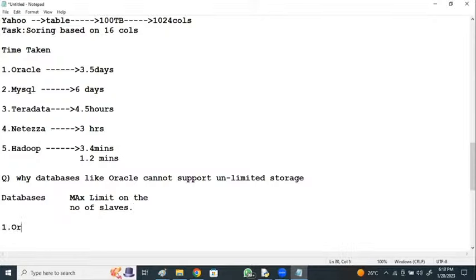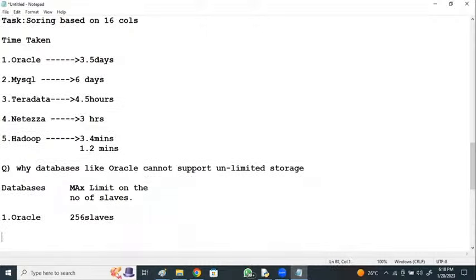If you talk about Oracle, it can have a maximum of 256 slave systems. Beyond that, it cannot support data. Once these 256 slave systems get filled, it cannot support data further. MySQL can support only 54 slaves.